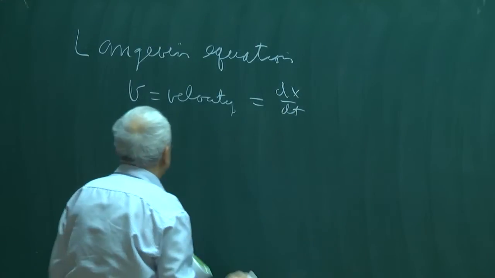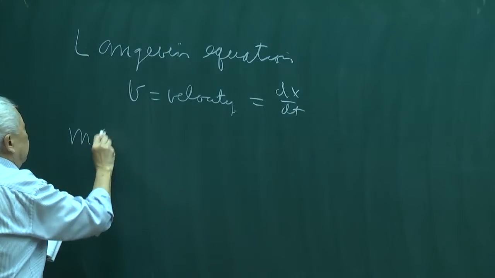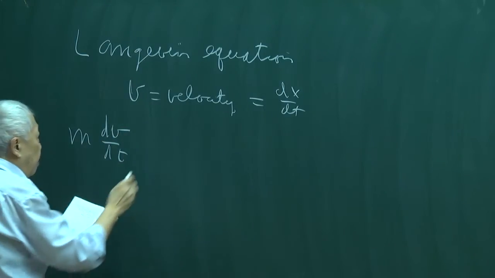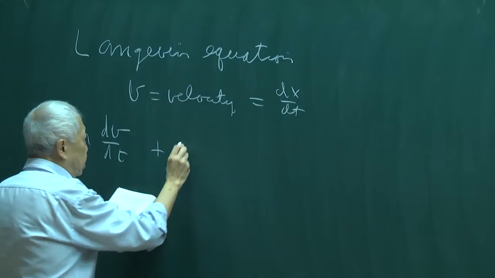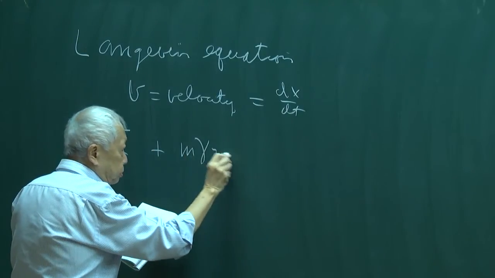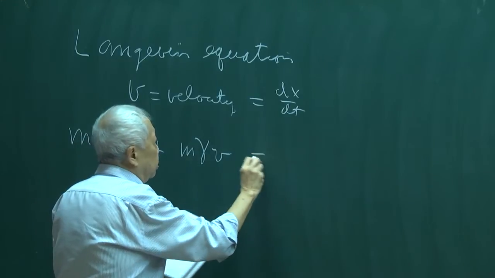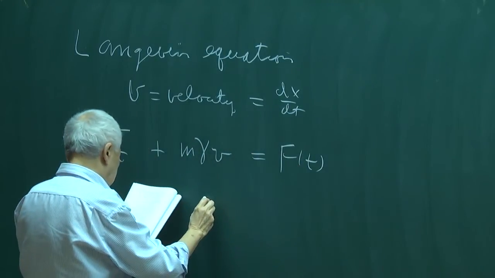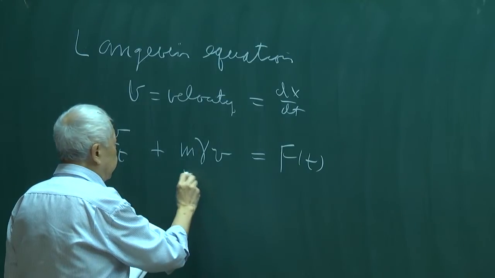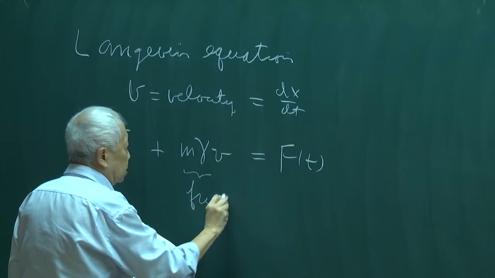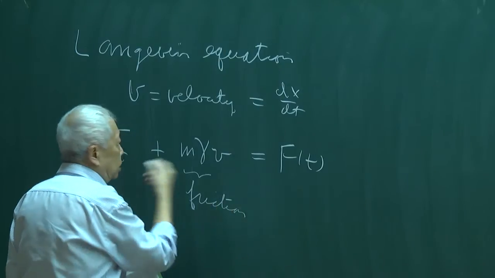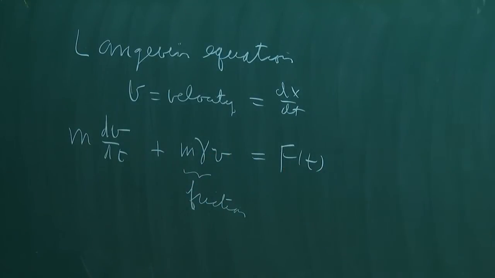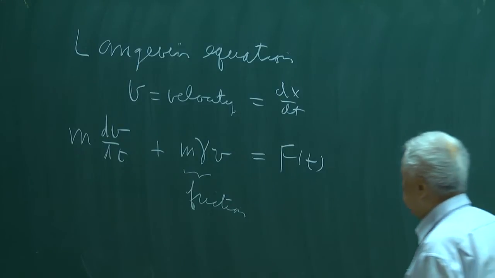Then we write m dv/dt plus a friction term, which we assume is proportional to v. This should be equal to the force F of t. And this is friction, which is F equal to ma with the friction term. And gamma is the coefficient describing friction.